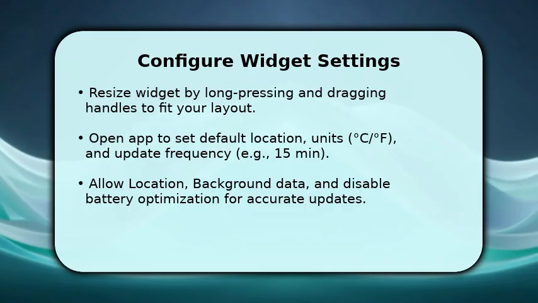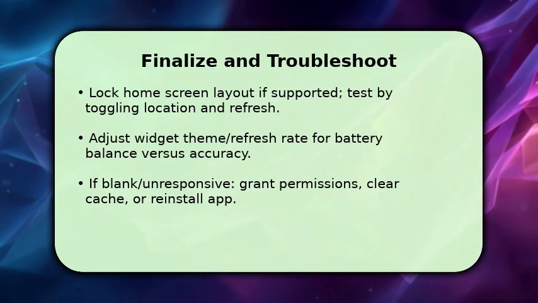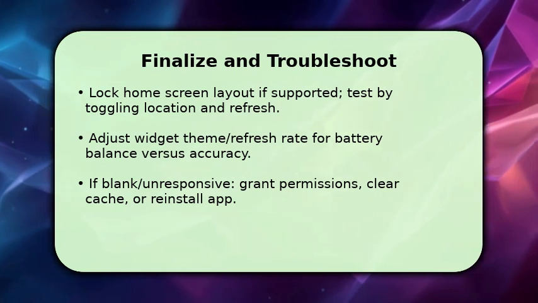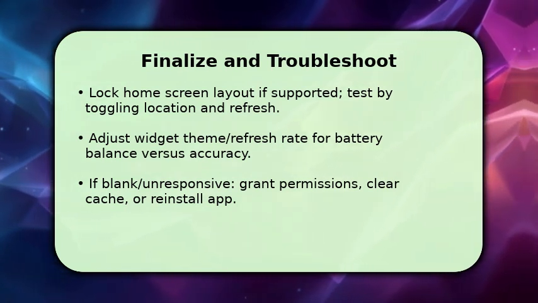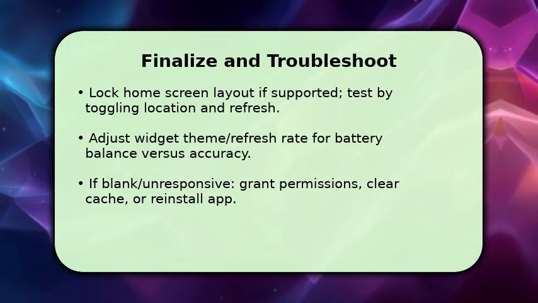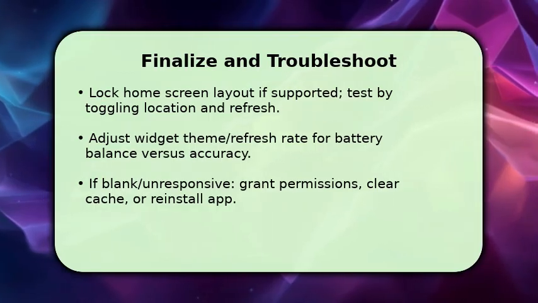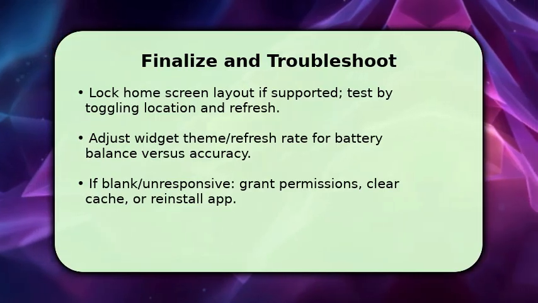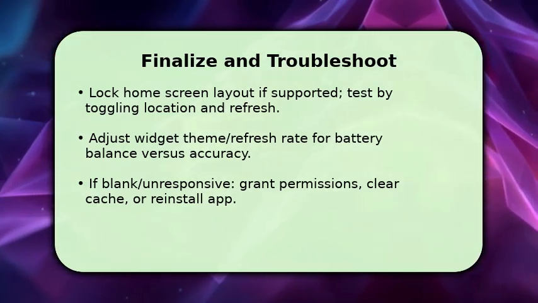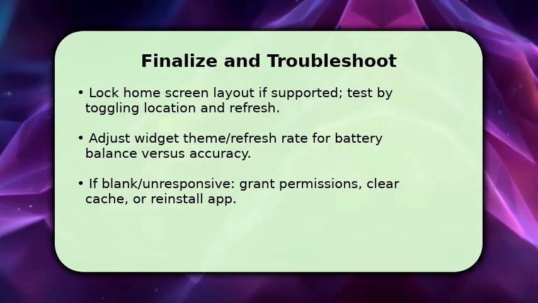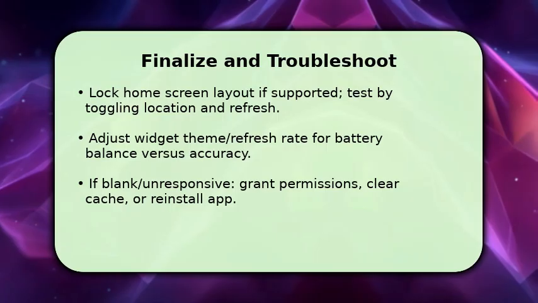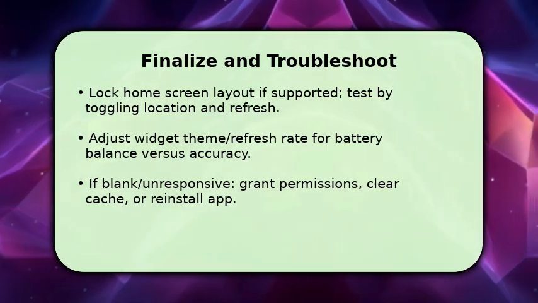You finish by testing and securing the widget. Tap Refresh or toggle location to confirm current conditions display. If the data appears, position and lock the layout if your launcher supports it. Then balance battery versus accuracy by lowering the refresh rate or enabling a dark theme to save power. If the widget is blank or won't update, the key fix is to check and grant location and background permissions, clear the app cache, and as a last step, reinstall the app.